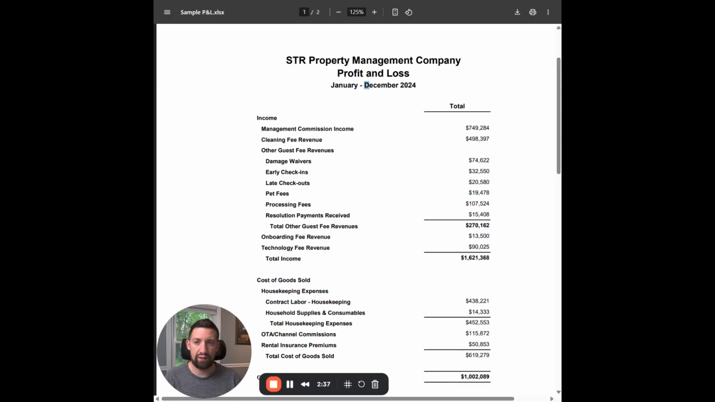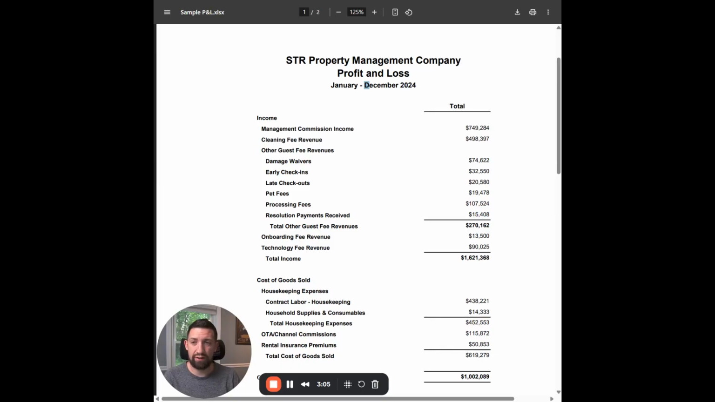We've got OTA and channel commissions. These are payment processor fees like Stripe or guest book in advance. These are charged back to owners through a processing fee line item in revenue, but there's often a timing lag between when the guest pays and when the fees are charged and when they're actually recovered from the homeowners. Last is rental insurance premiums. If you offer damage waiver to guests, this is where you record the cost of that protection.